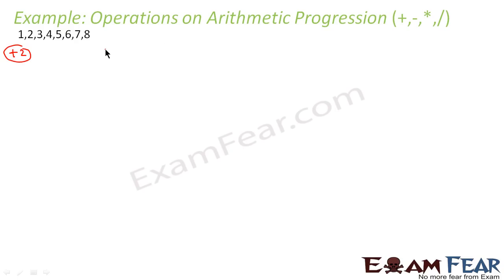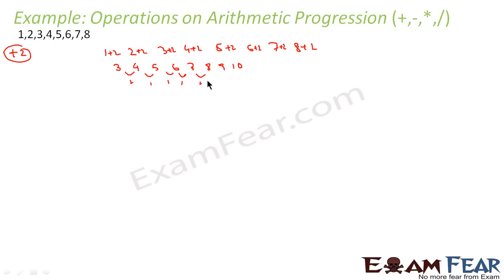The current sequence is 1, 2, 3, 4, 5, 6, 7, 8, and we add 2 to each term. So this becomes 3, 4, 5, 6, 7, 8, 9, 10. And if you see, in this case also the difference is 1, 1, 1, 1, 1, 1, 1. So this is also an AP. So we have proved this.